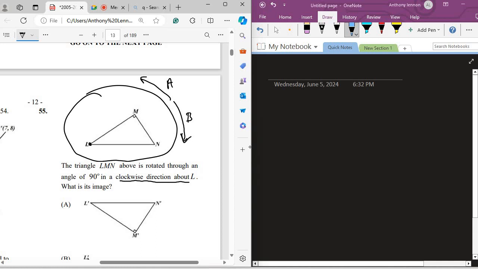When you think about clockwise, think about the movement of the hand of a clock, right? The hands of a clock move in what direction? B. Very good. That's clockwise in B direction. Look at the hand of a clock. It's moving in B direction.